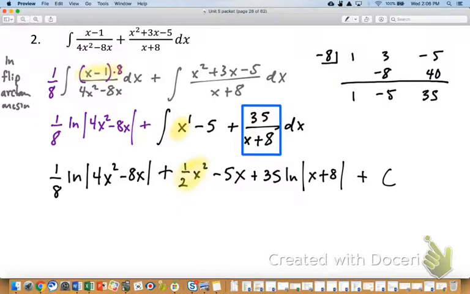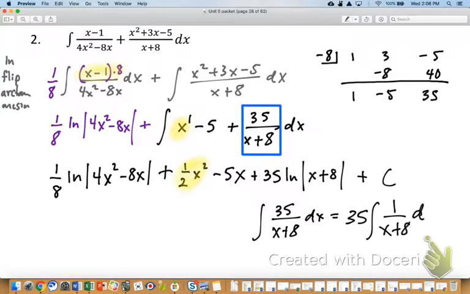And then for the 35 and the x plus 8, how can we, like if I wasn't in class just doing this at home, how do I know that that's ln? Hang on. Since the derivative is the same as the top? It is. So I get the 35 out of there. And now you look at the denominator. What's the derivative of x plus 8? It's ln. Yeah.